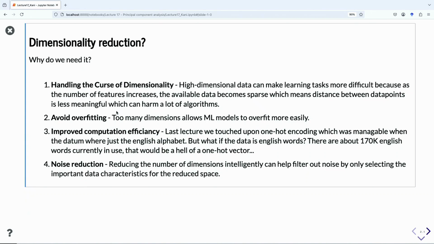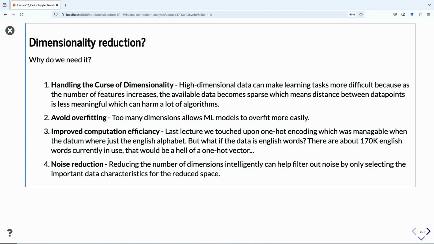Other reasons for reducing the number of dimensions in your data. Avoid overfitting, very similar to the curse of dimensionality, and we've discussed that many times before. Improved computational efficiency: again, one-hot encoding all possible images in MNIST is computationally infeasible. So reducing the number of dimensions of the data, of course, reduces the resources needed to run a neural network model.